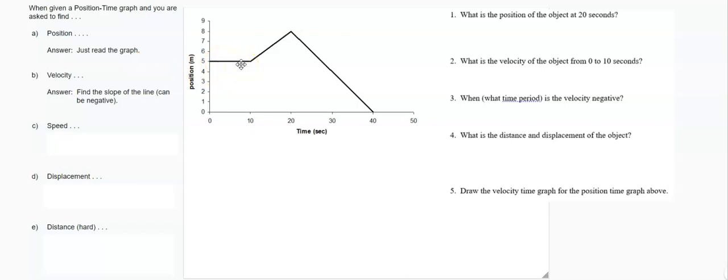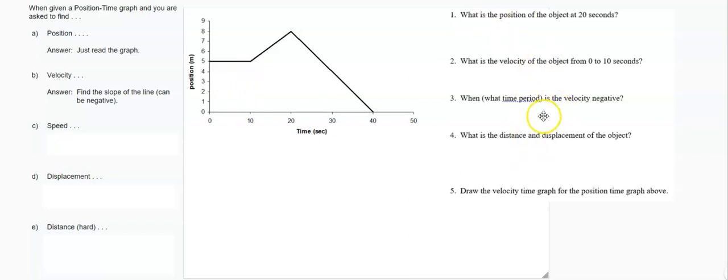And that's also related to that other question I told you about, describe the motion. So you could say from 0 to 10 seconds, this is not moving at a position of 5 meters, or you could say the object's at rest at the 5-meter mark in front of the origin for 10 seconds or something like that. That's a description of the motion.